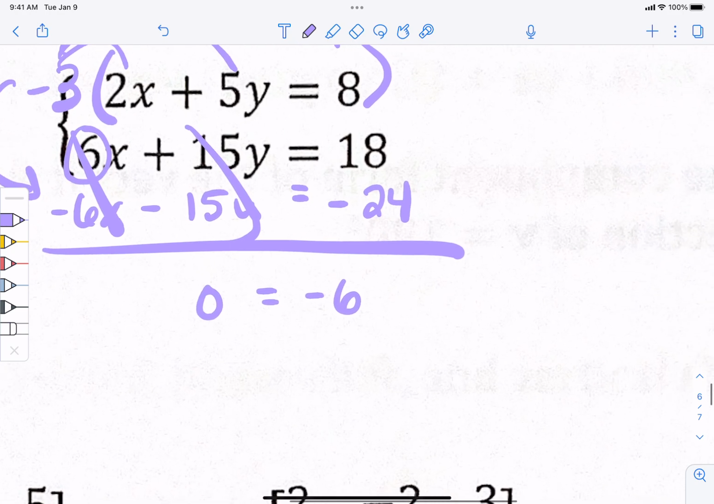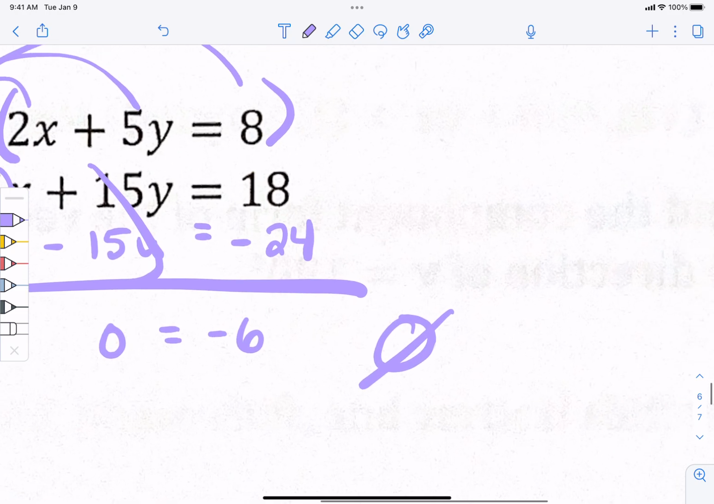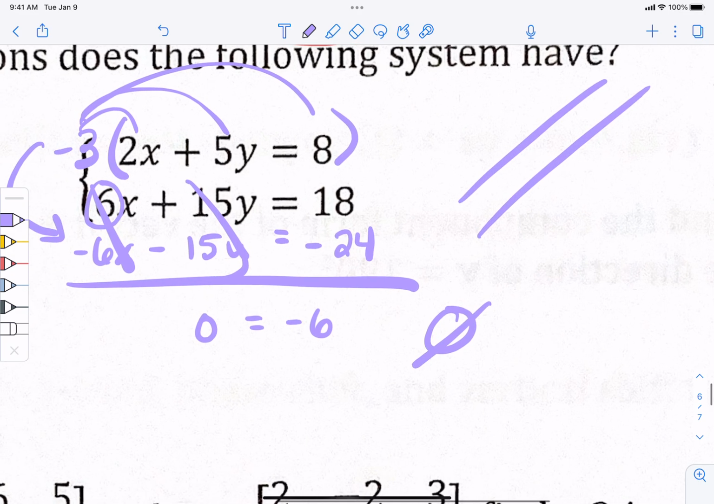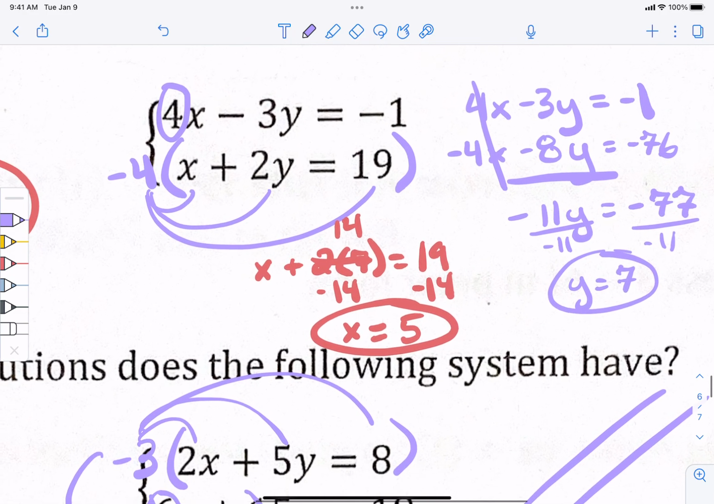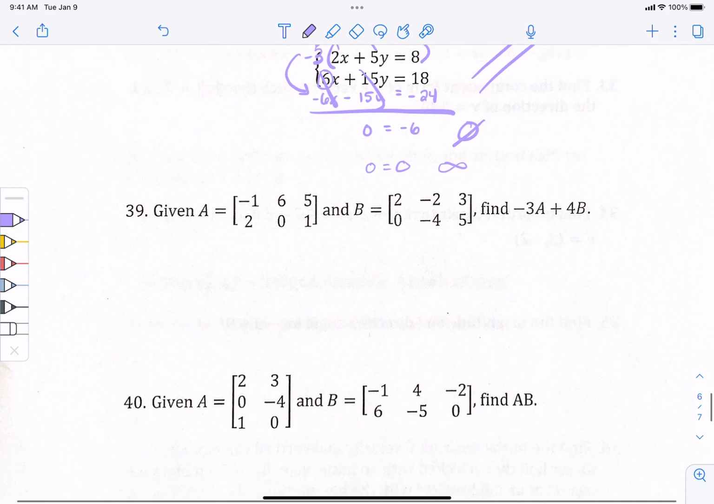And 0 is never equal to negative 6, so this gives me no solutions. What that's going to look like is two lines that are parallel to each other where they're not touching. If you had something like 0 equals 0, then you would have infinitely many solutions. But this one is no solutions. Or you could get something really nice where you actually have an answer, and that's okay too. All right, two left.